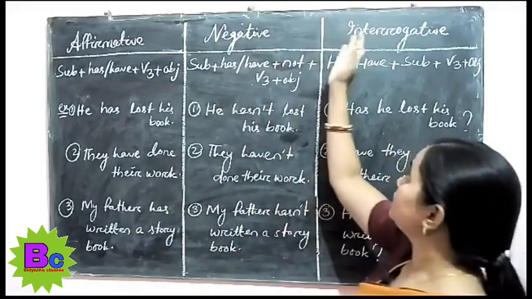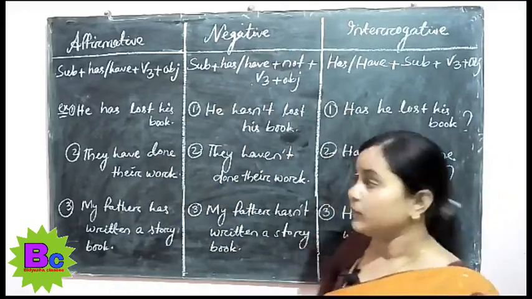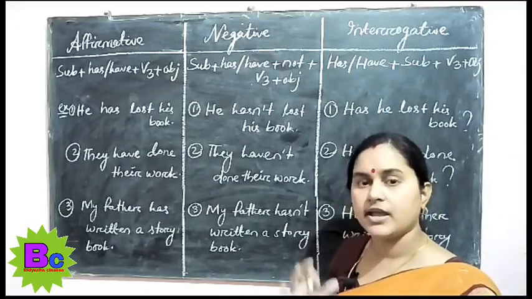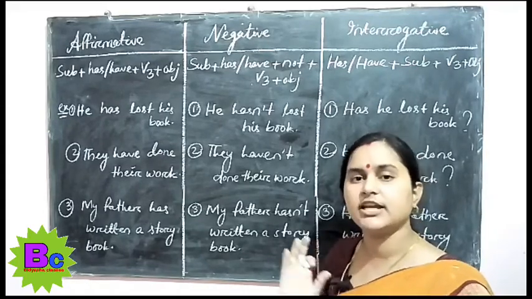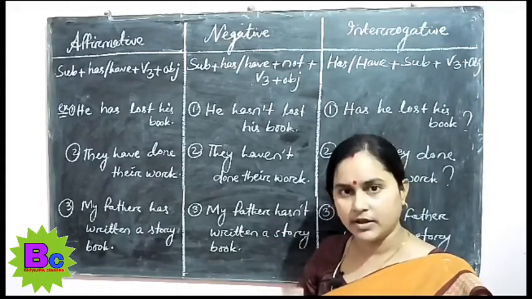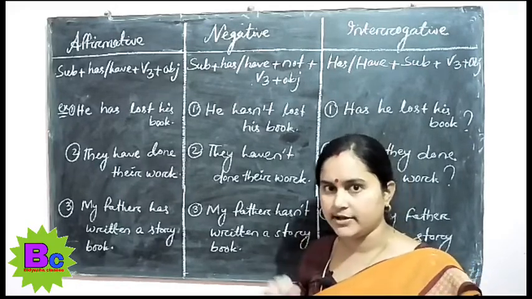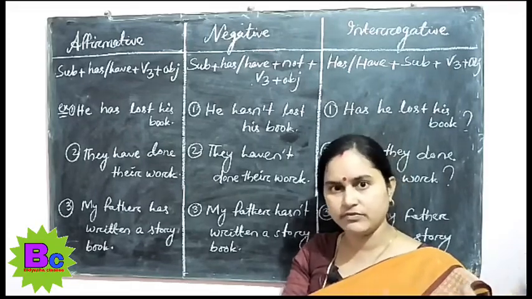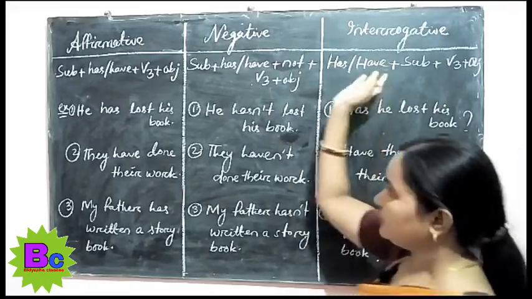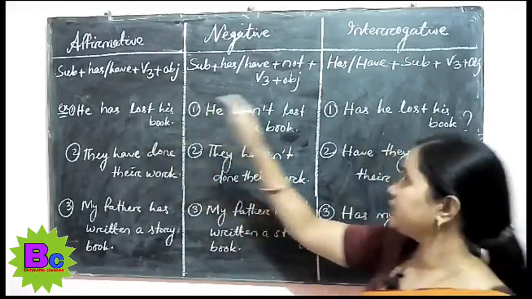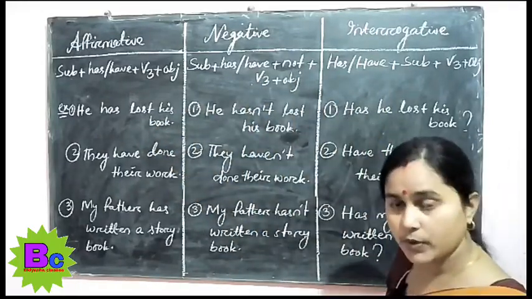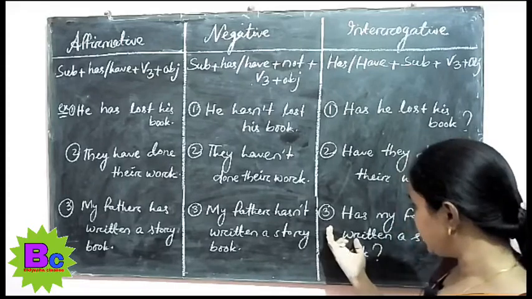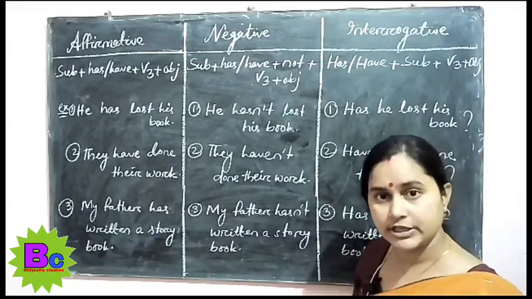And the structure for an interrogative sentence is has or have, subject, then V3, then object. Here has or have comes first. Why? Because it is an interrogative sentence. We put a question mark at the end, so it is needed to put the verb at the front, or at the beginning. Look at here. For the first example, if I change it into interrogative, then has he lost his book? Similarly, the second example, have they done their work? And for the third example, has my father written a storybook?